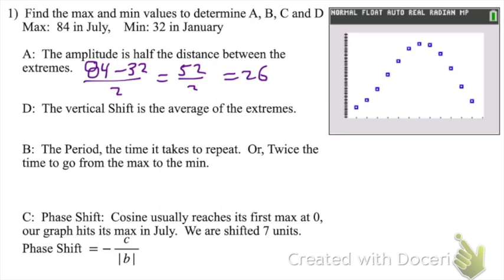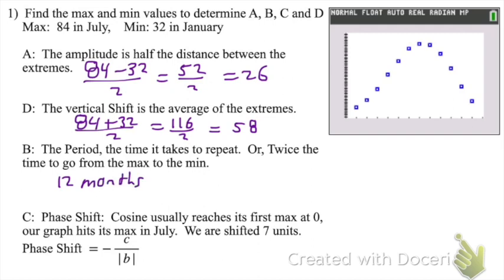The vertical shift is the average of the extremes. So we add the extremes together, and we divide by 2. This is 116 over 2, which is 58. The period is the time it takes to repeat, or twice the time to go from max to min. Well, this is cyclical for the year. This is going to repeat every 12 months. So our period is 12. And if you looked at this, going from low to high is 6 months, and if we double that, we'd also get 12. So our P is 12.